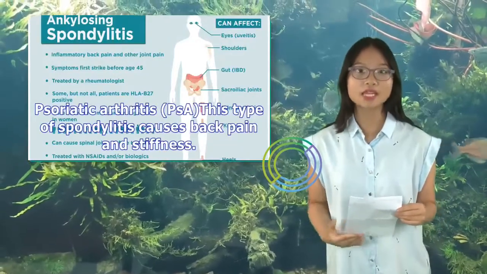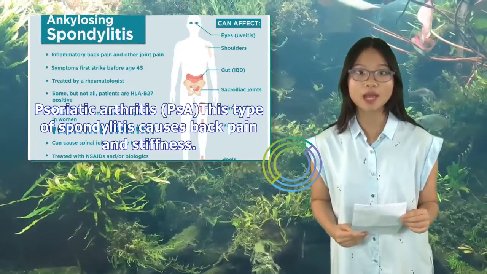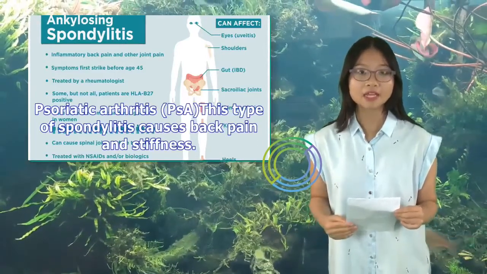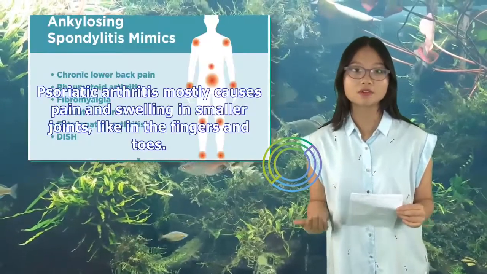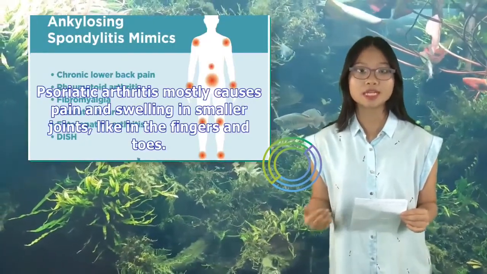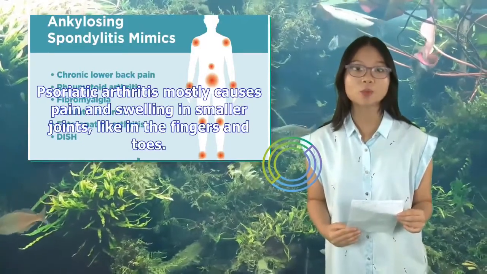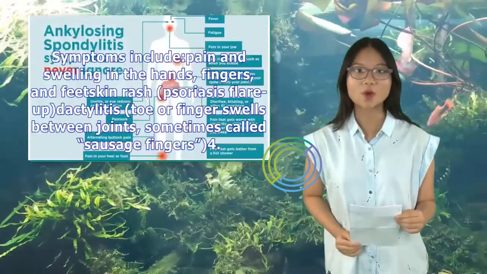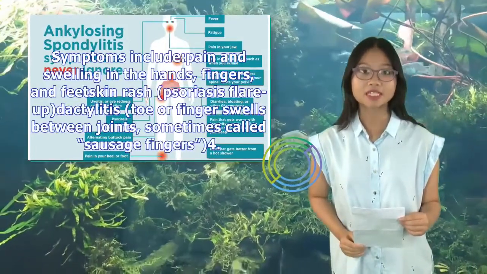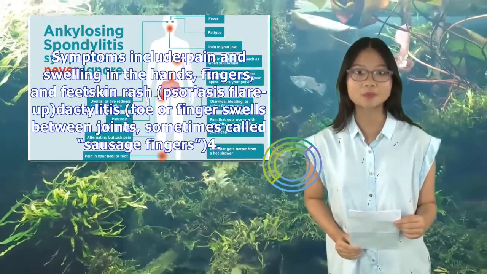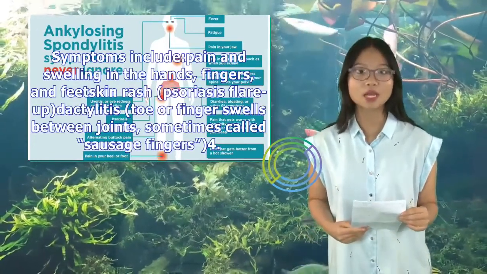3. Psoriatic arthritis, PSA. This type of spondylitis causes back pain and stiffness. It's associated with psoriasis of the skin. Psoriatic arthritis mostly causes pain and swelling in smaller joints, like in the fingers and toes. Symptoms include pain and swelling in the hands, fingers, and feet, skin rash, psoriasis flare-ups, and dactylitis, where a toe or finger swells between joints, sometimes called sausage fingers.